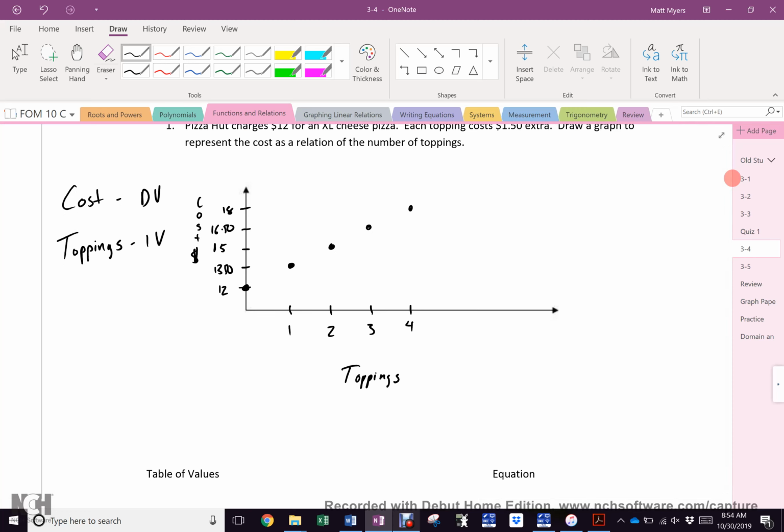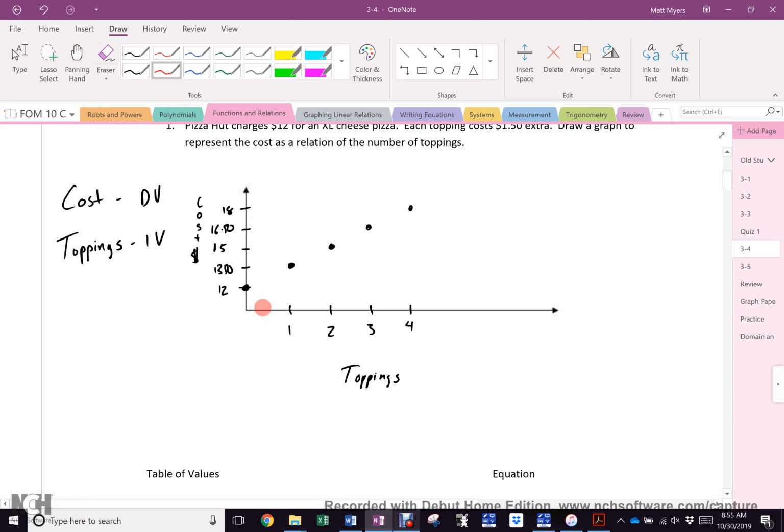I got 2 people saying continuous, 2 people saying discrete. What is it? It is discrete. Why? You are counting the toppings, right? Can you order half a topping? No, you can order toppings on half a pizza, but you can't order half a topping, can you? So if I want half a topping, which would be an input of 0.5, do I get an output? No. So this is discrete.